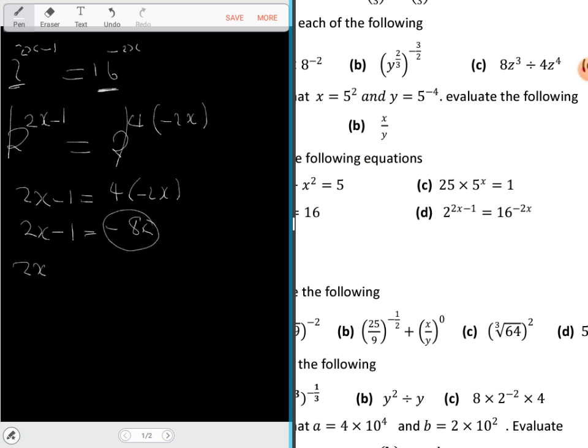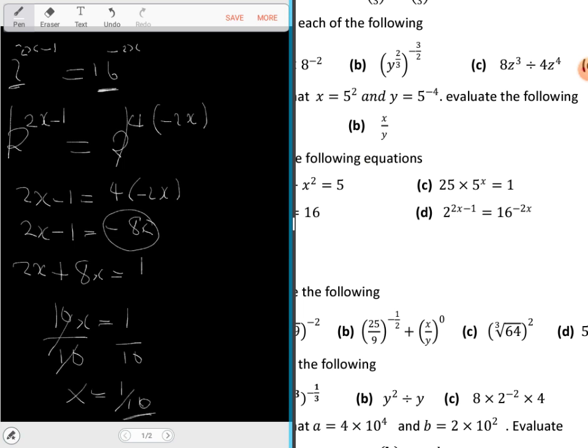So now I can collect the terms. This negative 8x will go the other side, it becomes positive 8x, and when the negative 1 goes the other side, it becomes positive 1. So this 10x is equal to 1, so 10x over 10 is equal to 1 over 10. So x is equal to 1 over 10.